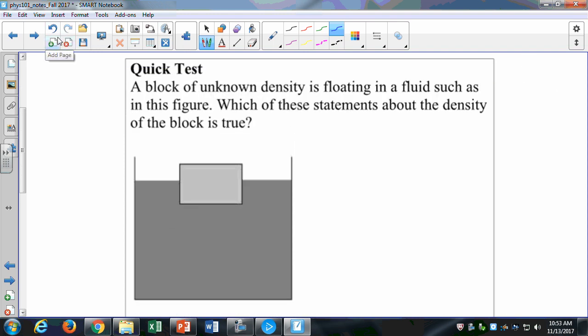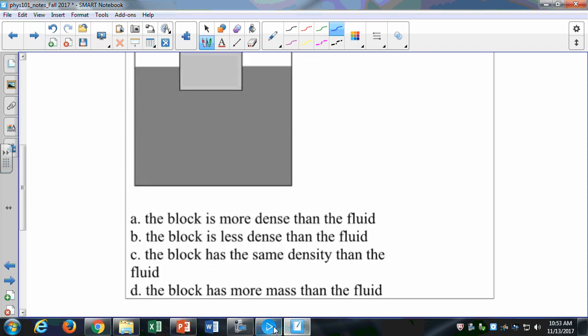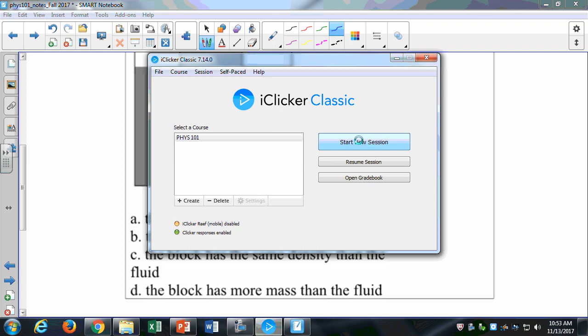All right. A block of unknown density is floating in fluid. Which of these statements about that block is true? Let me pull up the clicker base here.